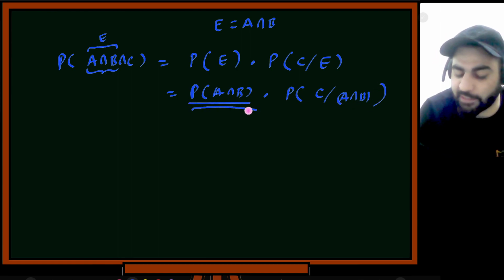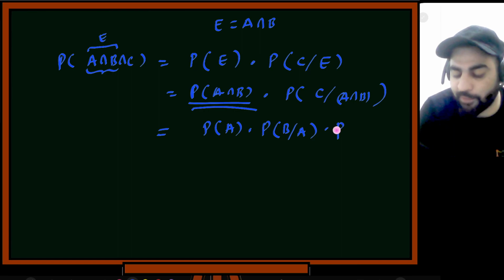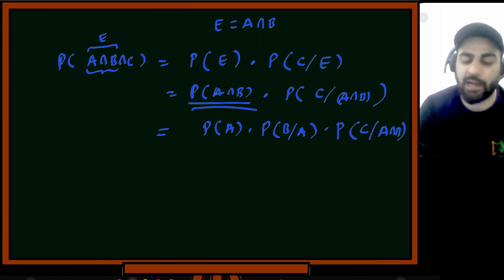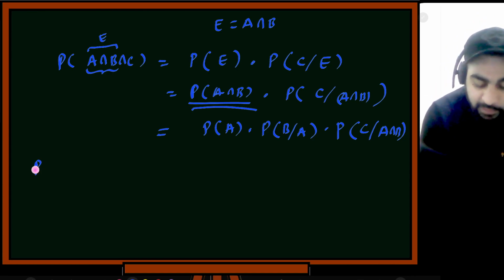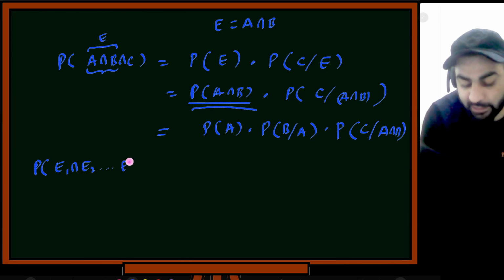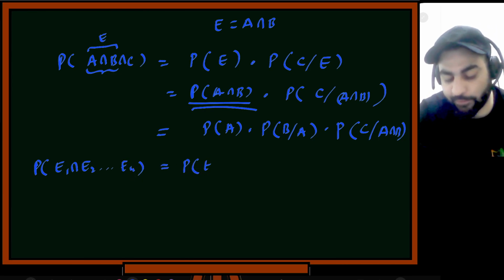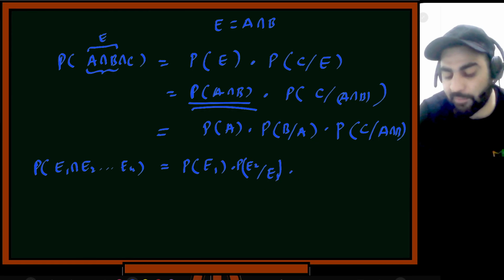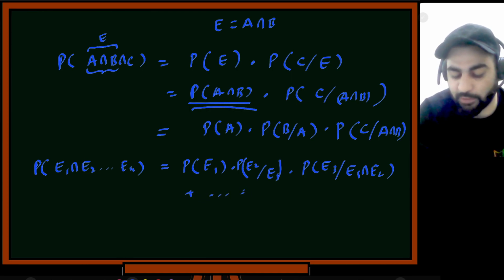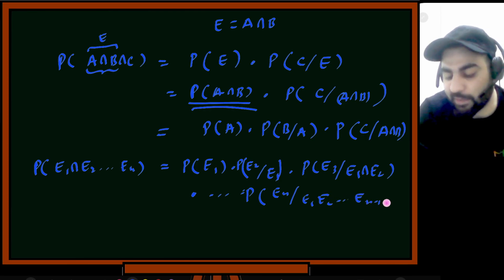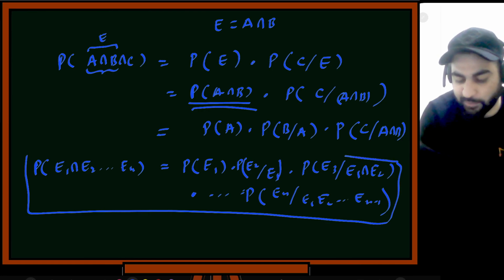Now you can also expand this. So this is equal to probability of A multiplied by probability of B given A multiplied by probability of C given A and B. And you can now expand it to n events also. If you have, let's suppose, probability of E1 intersection E2 intersection up to En, what you can write is probability of E1, multiplied by probability of E2 given that E1 has happened, then multiplied by probability of E3 given that E1 and E2 happened, and so on, multiplied by the probability of the last event En, given that E1, E2 and everything till En minus 1 happened. This over here is called the multiplication rule.